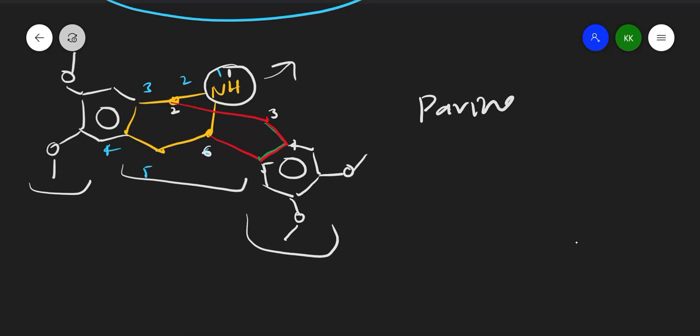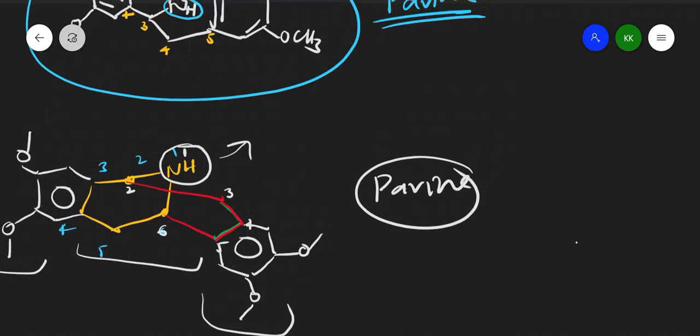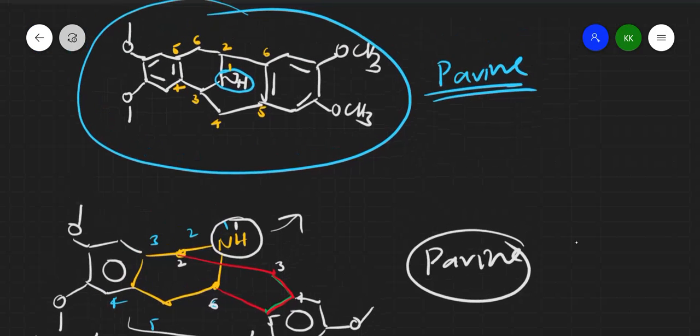So this is pavine. So from papaverine we got this pavine. Both structures are same only, right? So this rearrangement we call it as papaverine to pavine rearrangement reaction.